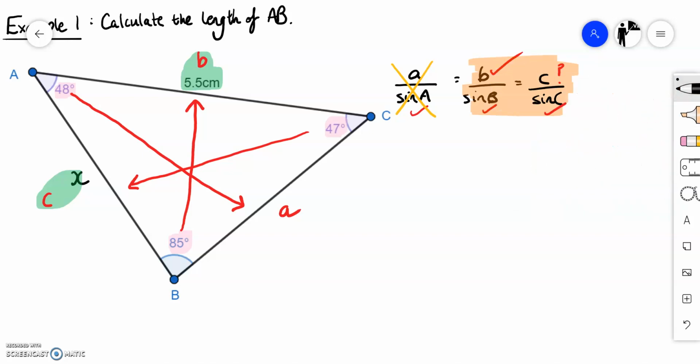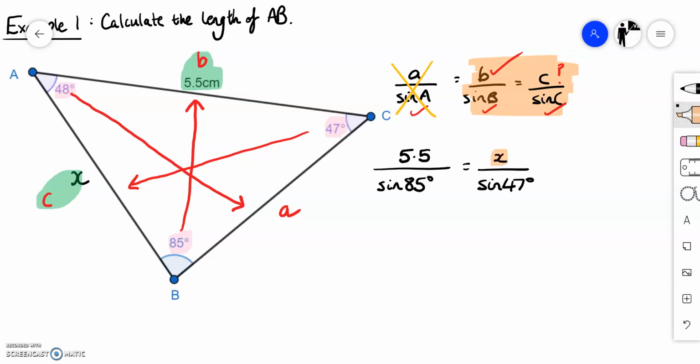Okay, so let's proceed. What is lowercase b? Well, it's 5.5. So 5.5 over sine of 85 is equal to x over sine 47 degrees. Okay, we want to work out the value of x. So we want to make x the subject of the formula.